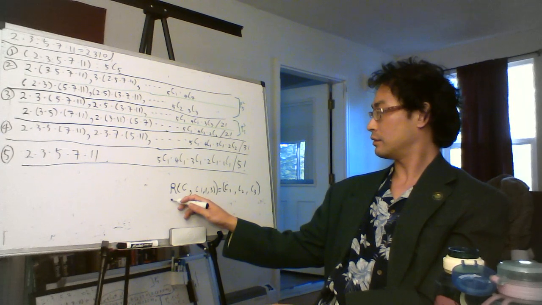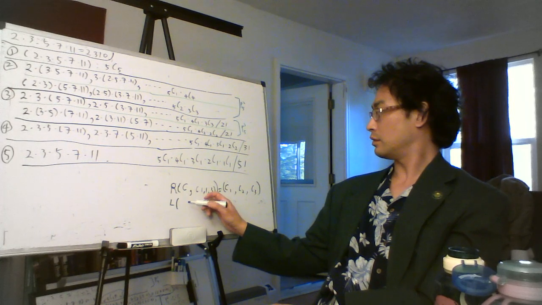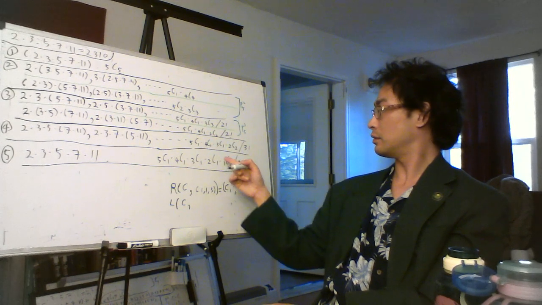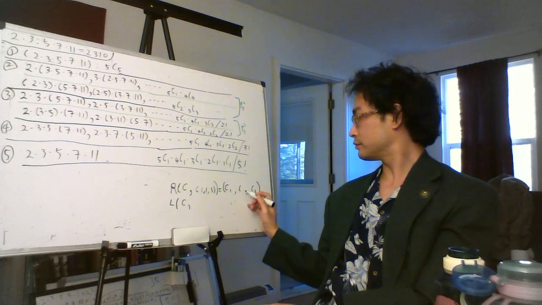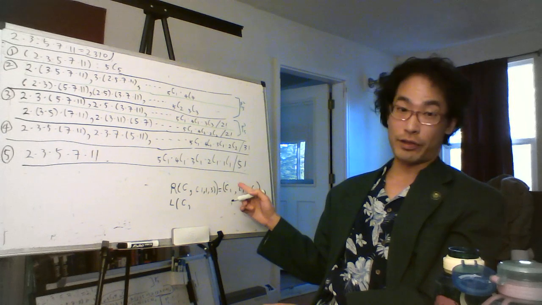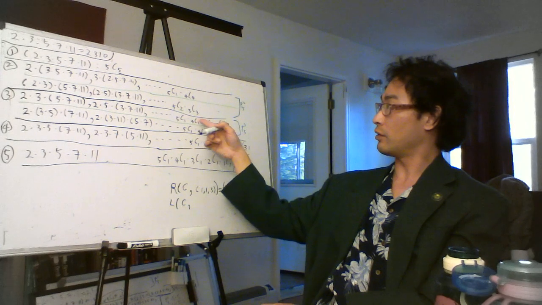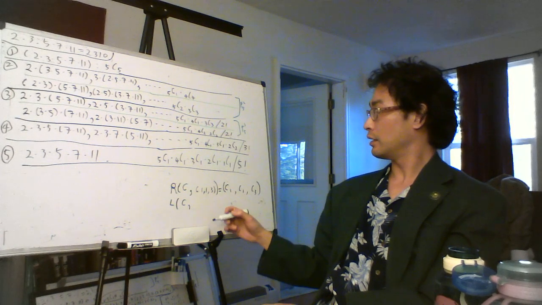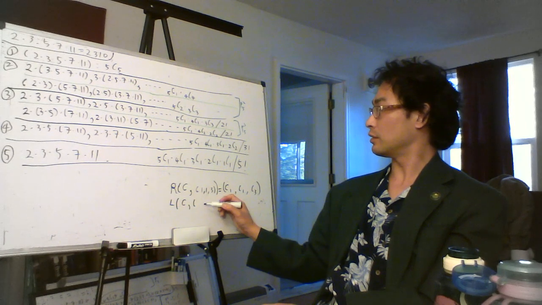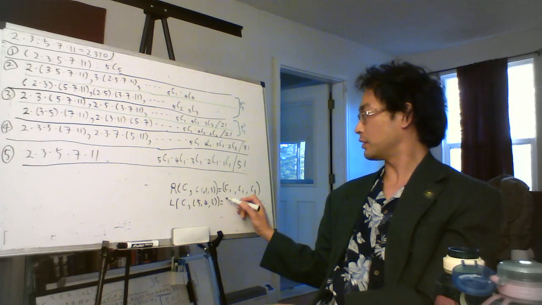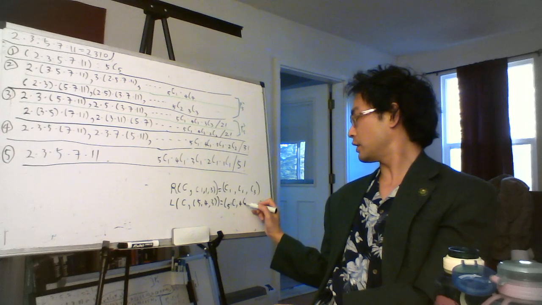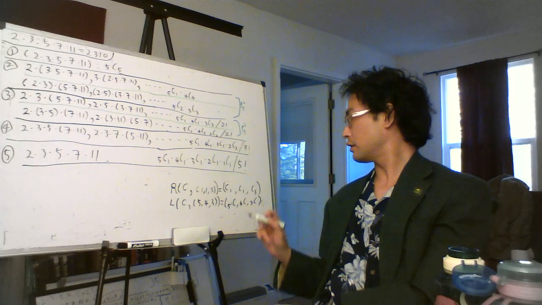Now the left of C. So 1, 2, 3, right? No, I'm sorry, 1, 1, 3. That's from here, the fourth row, 1, 1, 3. And we apply it to the left subscript of 5, 4, 3. And that becomes 5C, 4C, 3C.